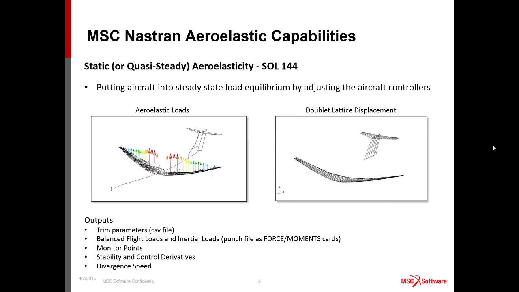And for this, we are going to use the HSA Toolkit. This is an interesting solution that a lot of customers use today, and as output we can have, for example, a CSV file with the trim parameters, and we can even punch out the forces and the moments, for example, for the inertial load, for the aeroelastic load, for the rigid and the aeroelastic increment. We can use monitor points, and we can evaluate stability and control derivatives and divergence speed.